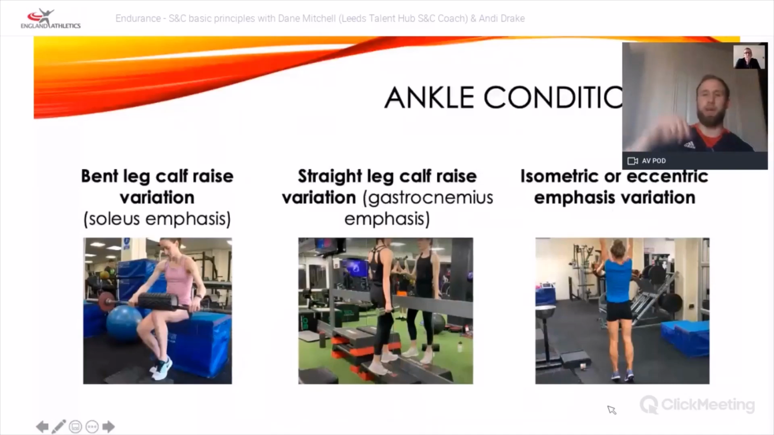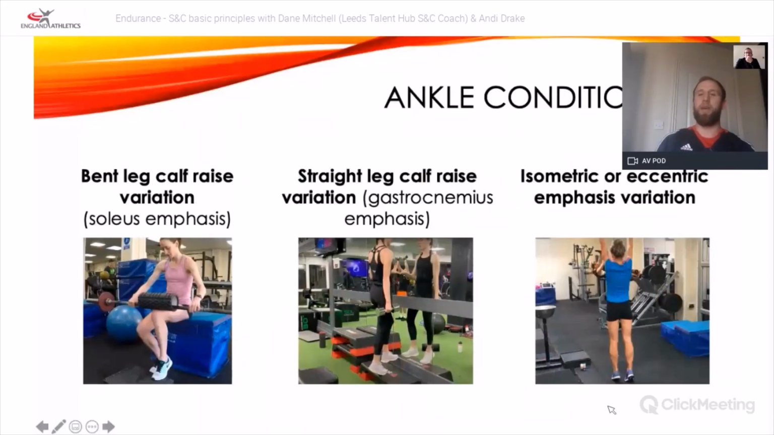The gastroc goes to a little bit of slack when you bend the knee slightly. So the soleus takes over in slightly bent knee positions. And it's important to note that in running, during mid stance, where your center of mass is over your base of support, your foot, you do have a slight flexion in your knee.